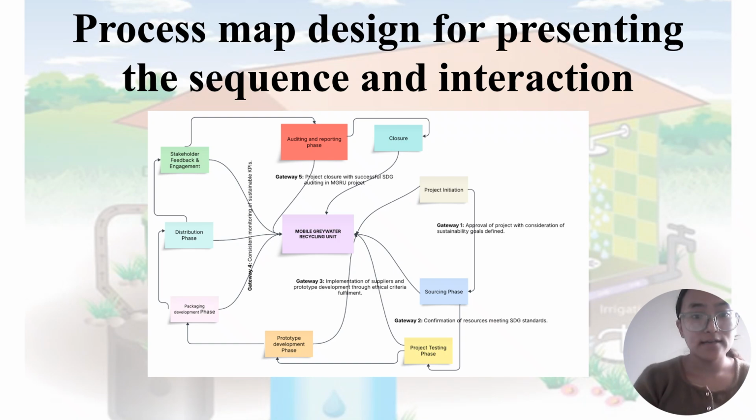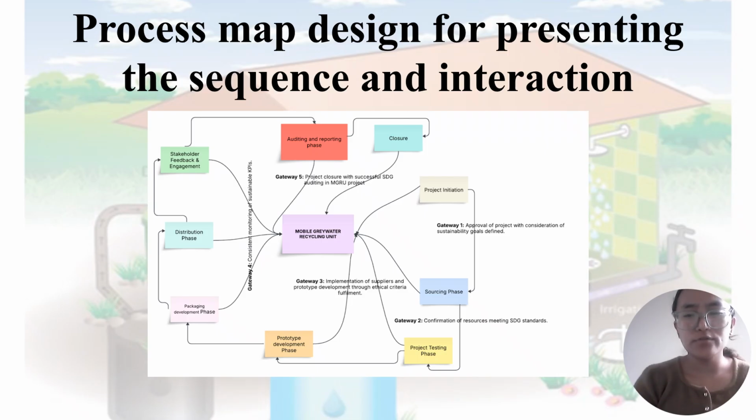Next slide is about the process map design for presenting the sequence and interaction. The process design map has been developed with Lucidchart, taking sourcing, testing, and prototype development into account, thus encouraging the environmental measures with the stakeholder feedback and engagement as suggested by Sarawat and Mathur 2020.